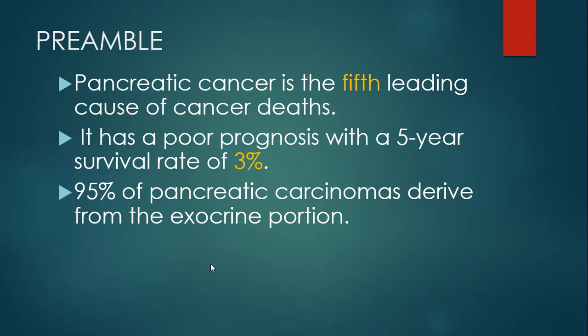Now, most of the cancers of the pancreas are derived from the exocrine portion. You know it already that the pancreas is histologically divided into the endocrine portion and the exocrine portion. Obviously the endocrine portion is much smaller than the exocrine portion, therefore most of the cancers derive from the exocrine portion of the pancreas.